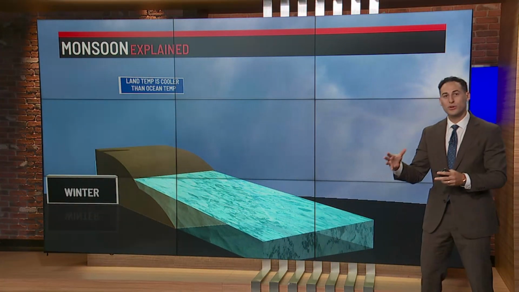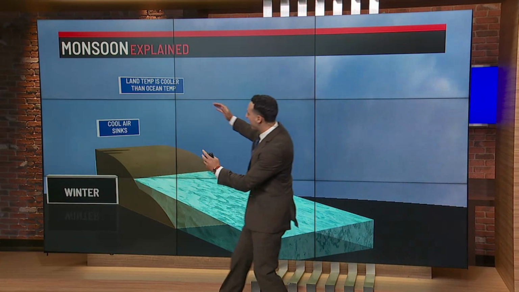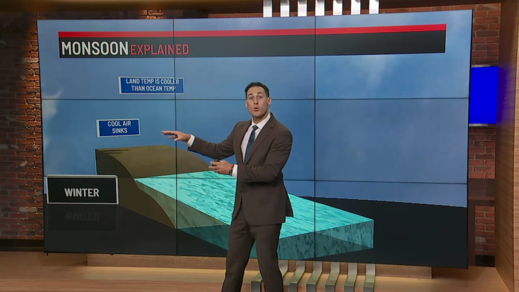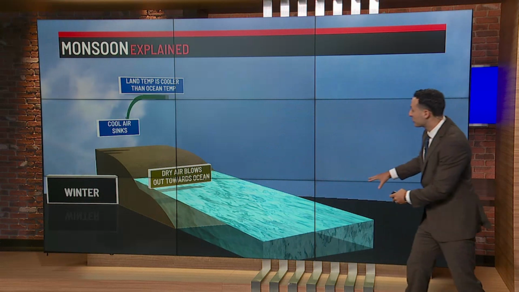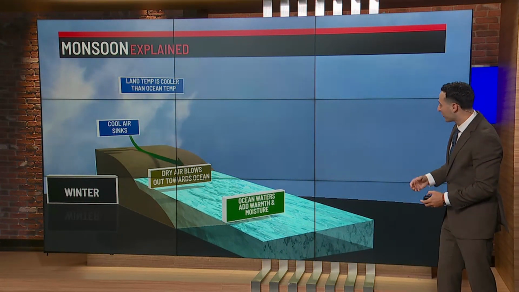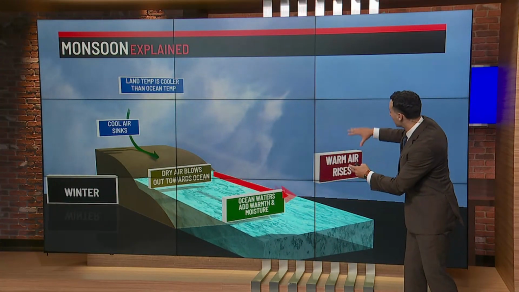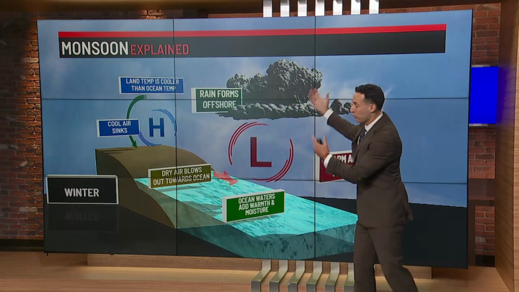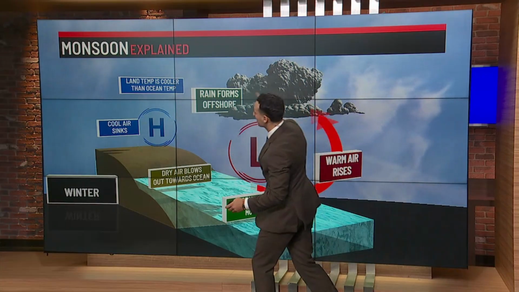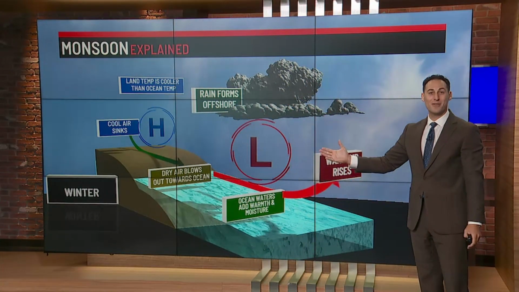During winter time, you have land temperatures that are cooler than the ocean. It's all about relativity. This creates a pool of air that sinks. Cold air is more dense than warm air, so it lowers in elevation. Dry air blows out towards the ocean, and once it's over that ocean water, it adds some warmth and adds some moisture. That air starts to rise over the ocean. That warm air then circulates and creates rain offshore, and you have this pattern of high pressure on land, low pressure offshore. It tends to be a little bit drier on the land.